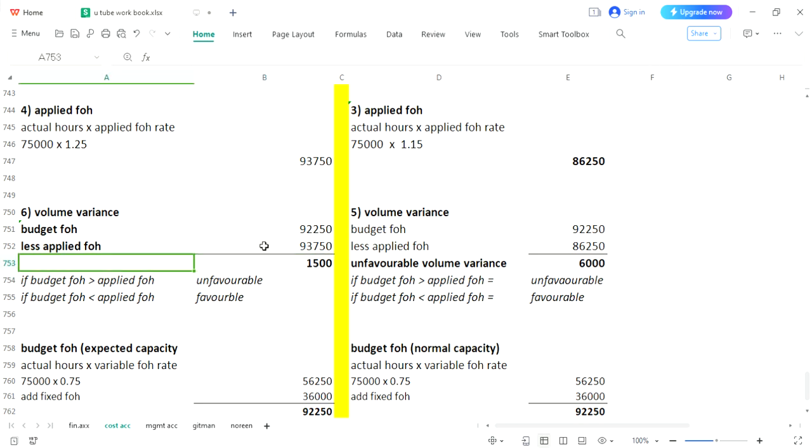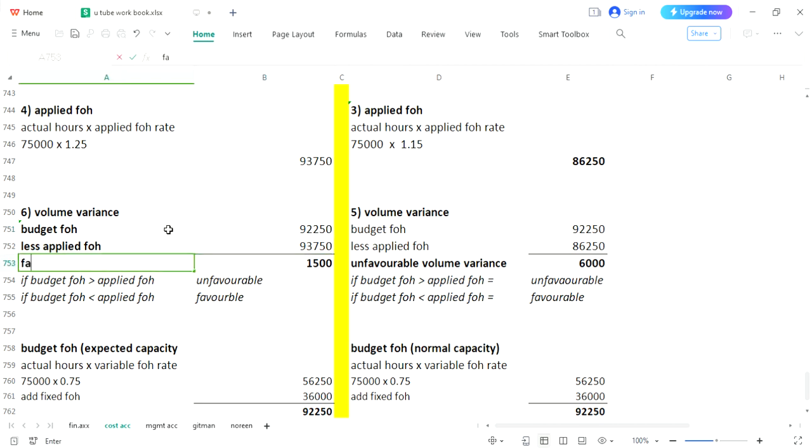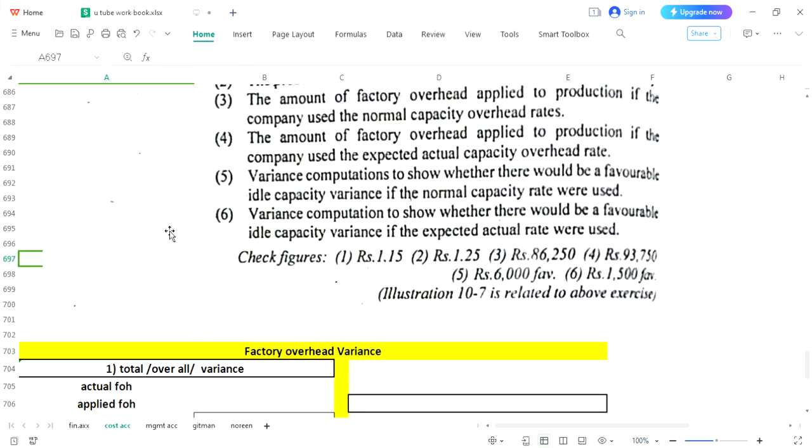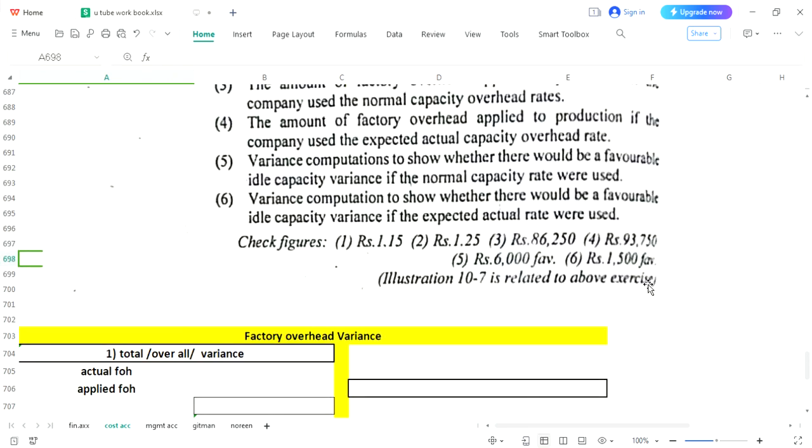Variance has been calculated. It's time to conclude by focusing upon budget. Budget was 92, applied was 93. So budget was less. It means it is favorable. Our conclusion would be favorable volume variance that we have calculated, that is 1500. It is the sixth answer. So you can see the sixth answer is 1500 and favorable. Now it's not misprinted, everything is okay. Favorable volume variance 1500. Okay, we have calculated all the requirements.